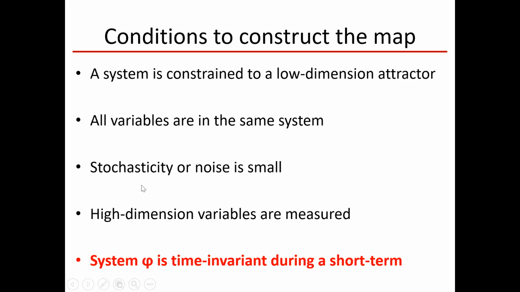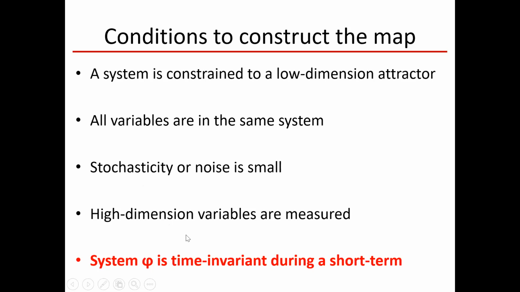The third one is that the theory is based on deterministic dynamical systems, so the noise should be small. If you have larger fluctuations, stochasticity, it's not working. So we have to ensure our system has a deterministic rule. A random system is not predictable.